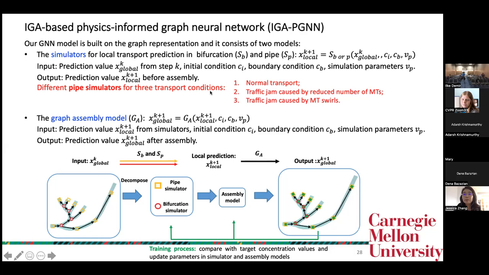So in the pipe simulators, we allow a normal transport, a traffic jam caused by reduced microtubules, and a traffic jam caused by the microtubule swirls. Bifurcation has only normal transport. We also have a sampling model to assemble all the simulators together to form the whole tree. So this is basically the architecture of our IGA-based physics-informed graph neural network.